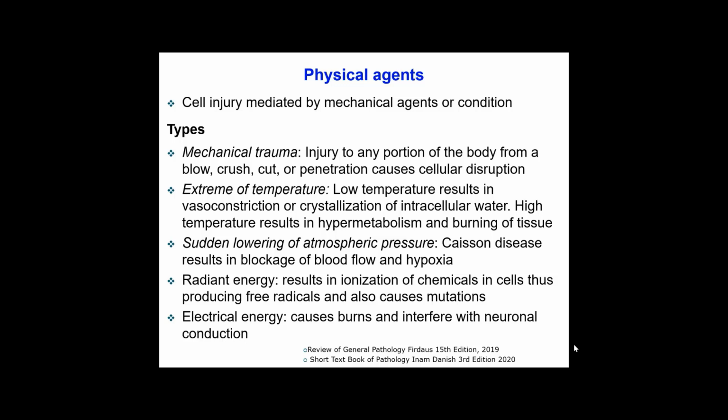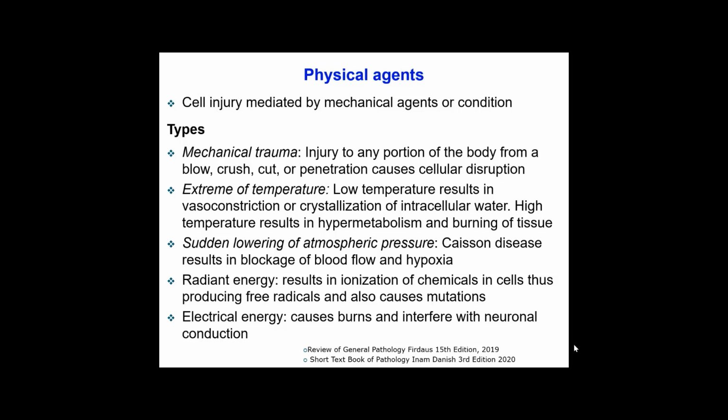Extremes of temperature are also dangerous for the cells, like in the case of low temperature, which results in vasoconstriction. Vasoconstriction means that the diameter of the blood vessels becomes low, or crystallization of intracellular water occurs. High temperature can also result in hypermetabolism or burning of tissue.